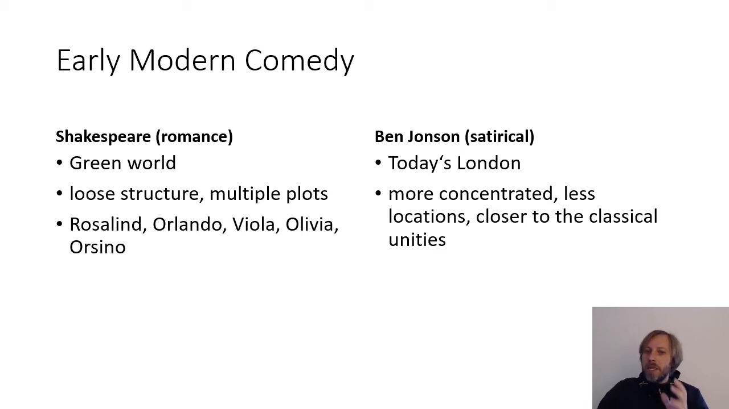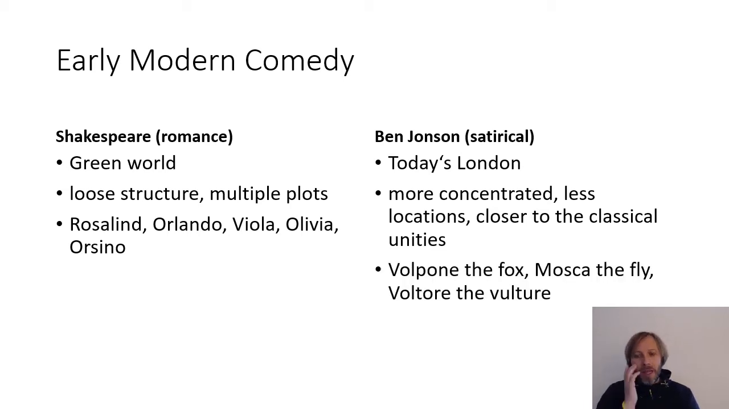In Jonson, the names, if you look at names like the ones from Volpone, they're called Volpone, which means the fox, Mosca, the fly, Voltore, the vulture. So they're clearly types, and they're clearly meant to have that function, and they're also all negative. So we're really supposed to sort of judge these characters rather harshly.